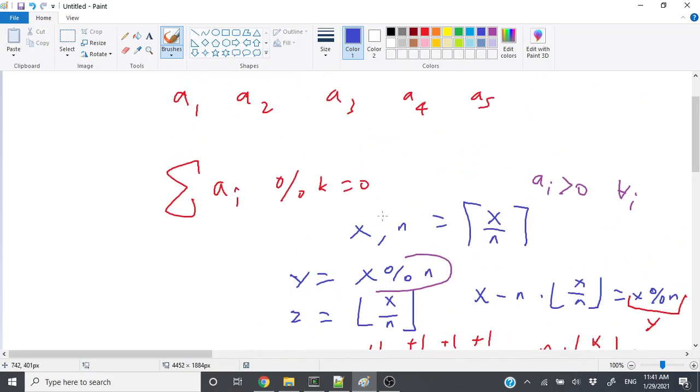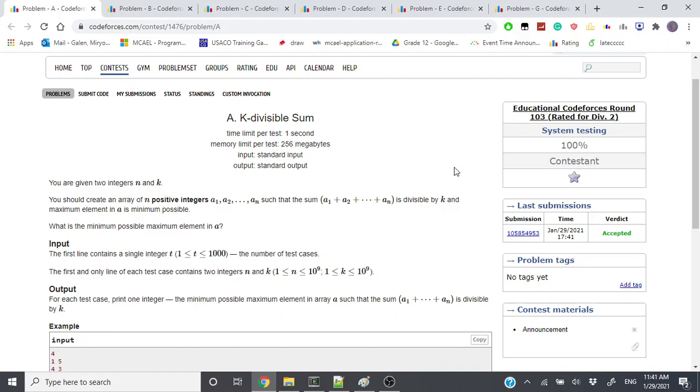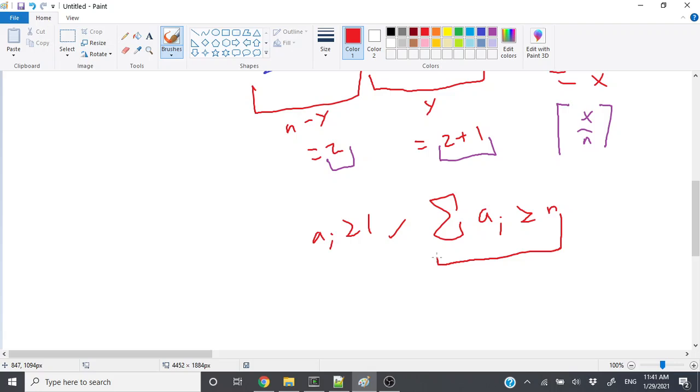Now the problem is, we don't know what x is, but clearly as we increase x, our answer is going to be larger, which means we want the smallest possible x that still satisfies the equation. And because we're using positive integers, every value must be greater than or equal to 1, meaning that the sum of ai must be greater than or equal to n. And if this is true, then because we make the elements as close as possible, every element is going to be 1 in our construction if we do it like this.